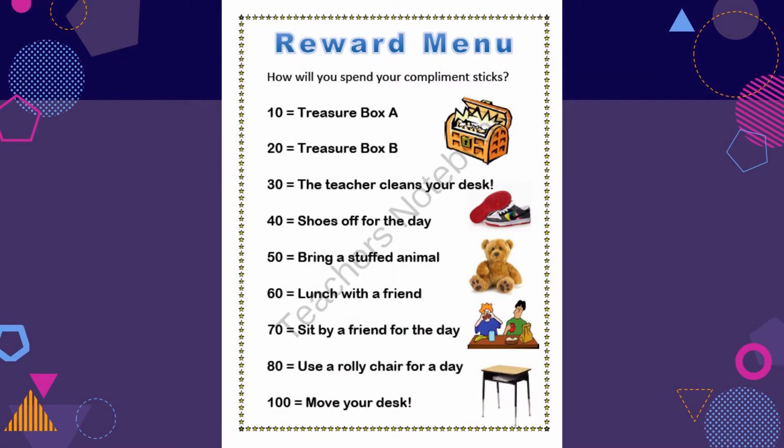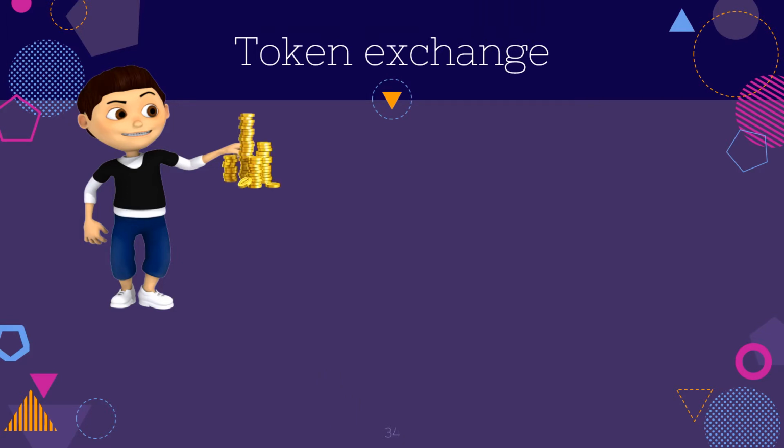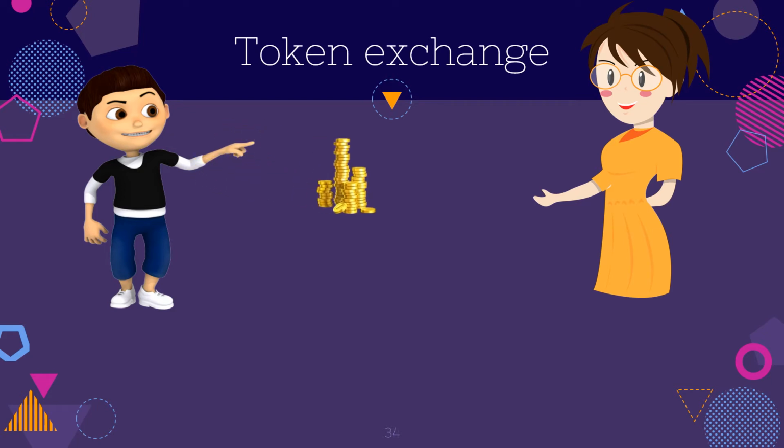Here we see a reward menu where the token is compliment sticks. The backup reinforcers here range from 10 compliment sticks for treasure box A all the way to 100, where the client can then move their desk. Here we have a client that chooses treasure box B for 20 sticks. What he'll do is take his 20 tokens and hand them over to his teacher. In exchange, he'll get the treasure box that he picked as his backup reinforcer.